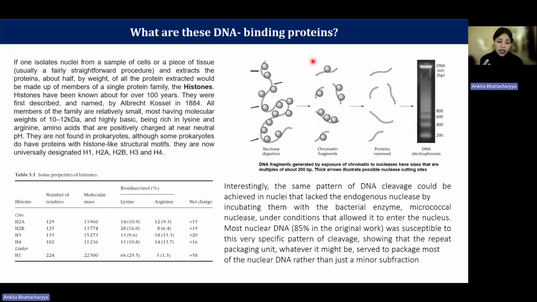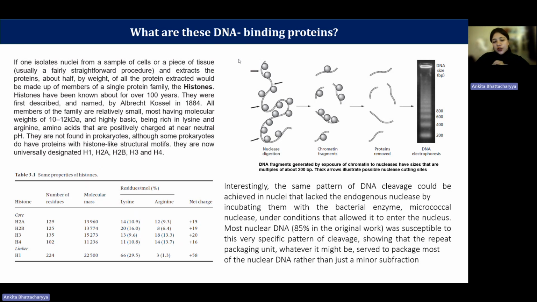Next, how is this packaging actually done? Physically, it is a DNA and protein interaction which facilitates this. One example given in context of the experimental validation was that if you're isolating the nucleus from cells or from any patient tissue, and then you're extracting all of the proteins, then almost half of the proteins extracted would be these DNA binding moieties called histones. Histones have been known for a long time, and they were first described by Albrecht Kossel in 1884.